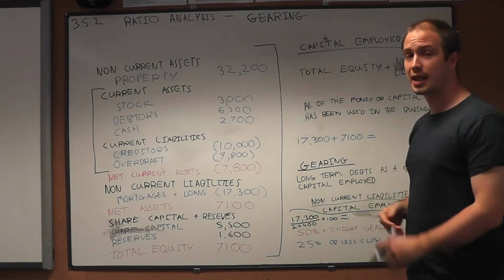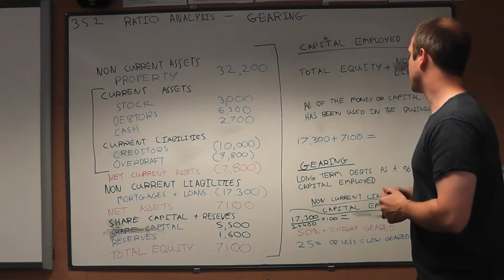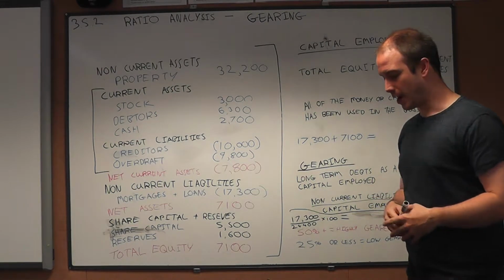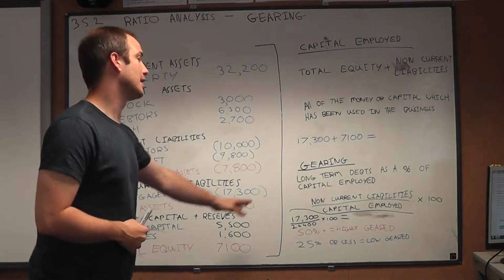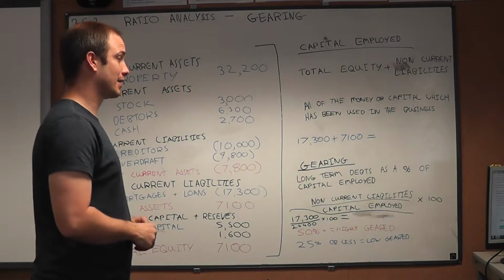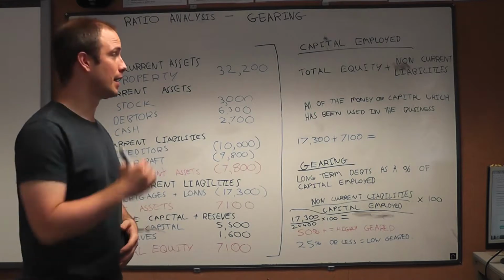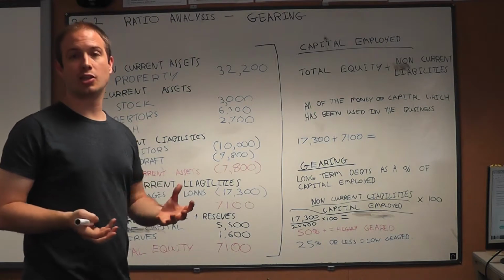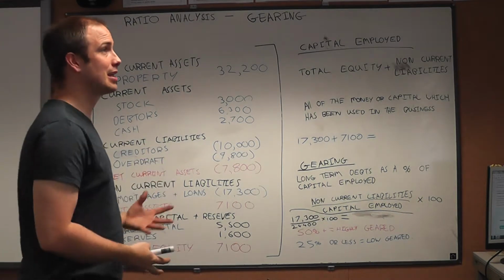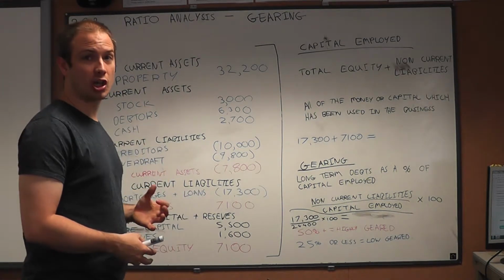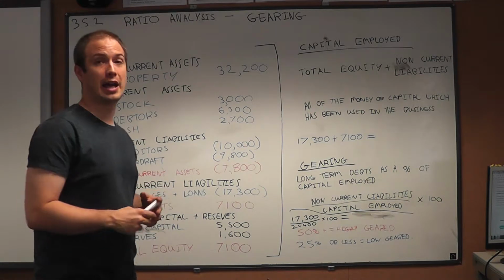In this video I'm going to be taking a look at the gearing ratio and what that means for business. Gearing is the long-term debts of a business as a percentage of the capital employed. So in other words, it's the percentage of the business that is funded by long-term debts. The higher the gearing ratio, the higher the percentage of debt that this business is in.